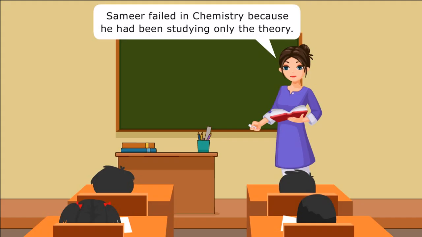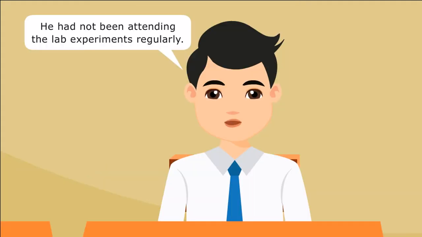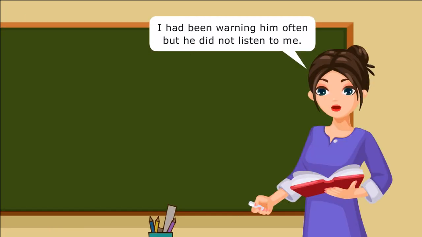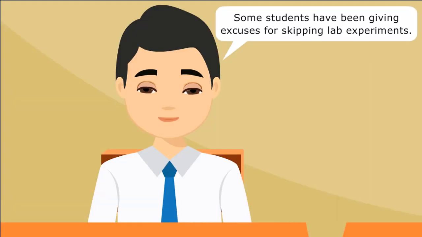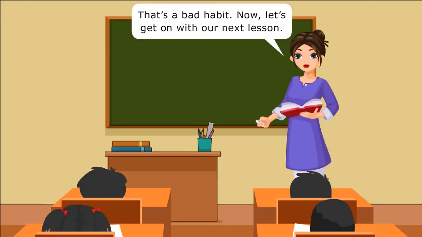Samir failed in chemistry because he had been studying only the theory. He had not been attending the lab experiments regularly. I had been warning him often, but he did not listen to me. Some students have been giving excuses for skipping lab experiments. That's a bad habit. Now let's get on with our next lesson.